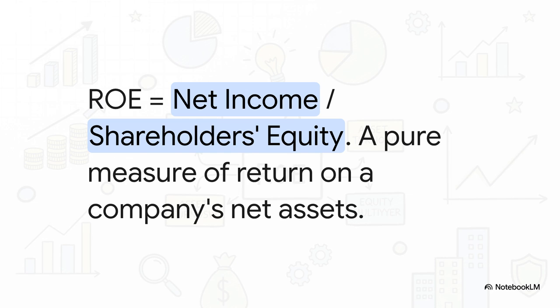And shareholders' equity, that's what's left over when you subtract all of a company's debts from its assets. You can think of it as the company's net worth. So ROE is really measuring profit against the net assets of the business.